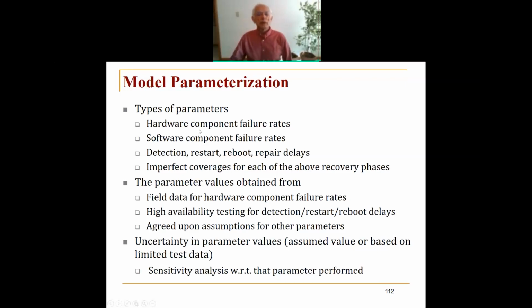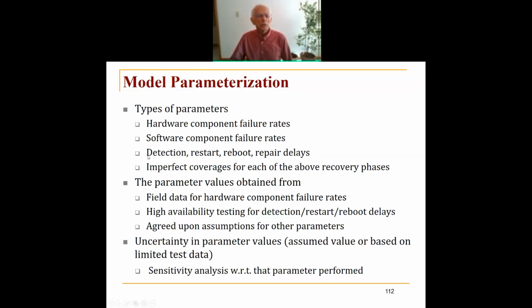Now, some of these parameter values might be available directly. Some may have to be experimented with, and some were not available even after all the effort. So, hardware component failure rates, every company I go to, they always have some data available from the previous field data or experimental data or whatever. So every hardware component, they will give you very reliable failure rate or mean time to failure.